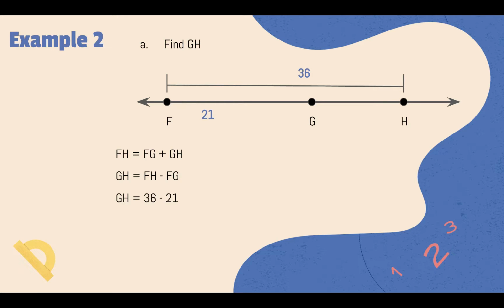All right, so now I'm just going to substitute in my values. So I know that GH is equal to 36 minus 21. And so that leaves us with 15. GH equals 15. So am I done? Go back and look at the question. The question says find GH, but is there something missing with this answer? Yeah, you got it. I have to write units. Very good.